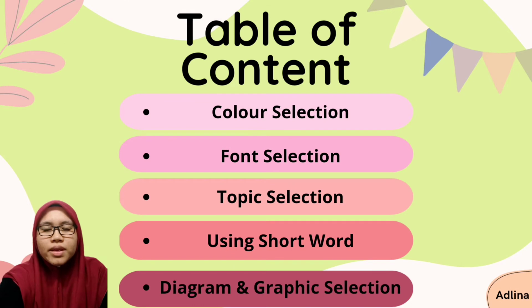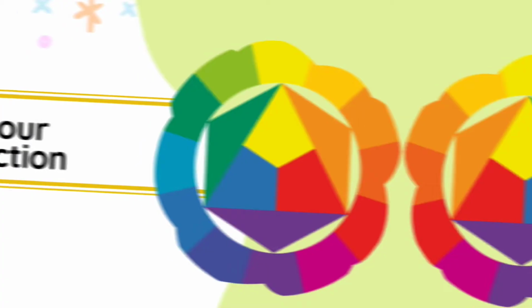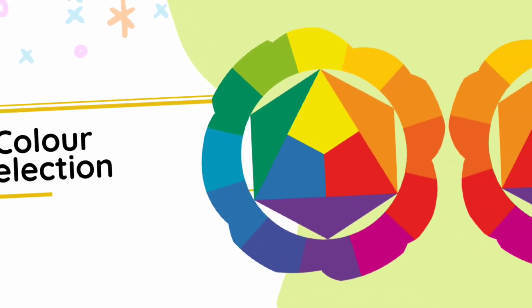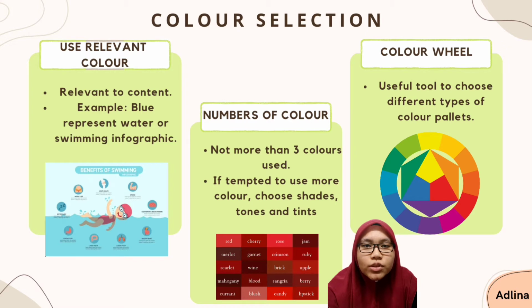Infographics are made of many parts that fit together to create a unified and balanced design that informs and hopefully impacts the viewer. All the pieces involved in creating an infographic are color, font, topic, use of words, diagram and graphic selection. Color can bring the content to life and set the mood. You must design an infographic with colors that you're going to use.